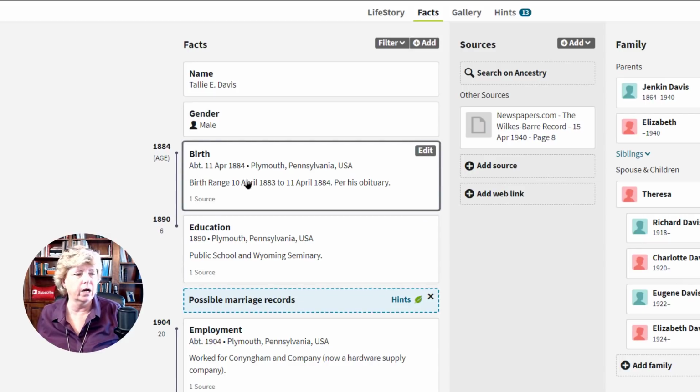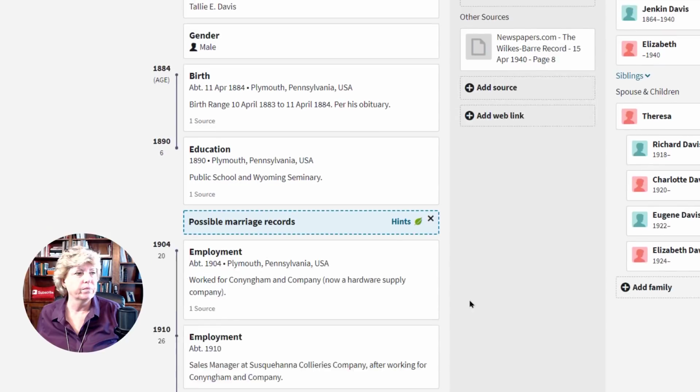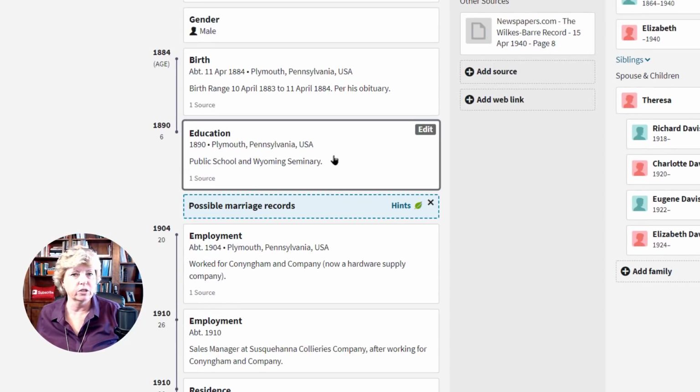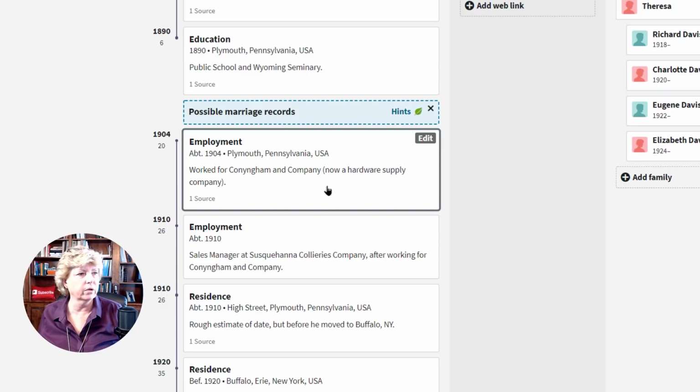So we put an about birth year of 1884. That doesn't mean it's right. We know he was born in Plymouth according to the obituary. We've got some educational information, which might give us some leads to some yearbooks maybe. We know he was employed at the Cunningham Company first, so I gave an estimated year for that because I was guessing that if he was born in 1884, and let's say he was about 20 years old when he got his first job, then I guessed that about 1904. Now with more investigation, we might actually figure that out.